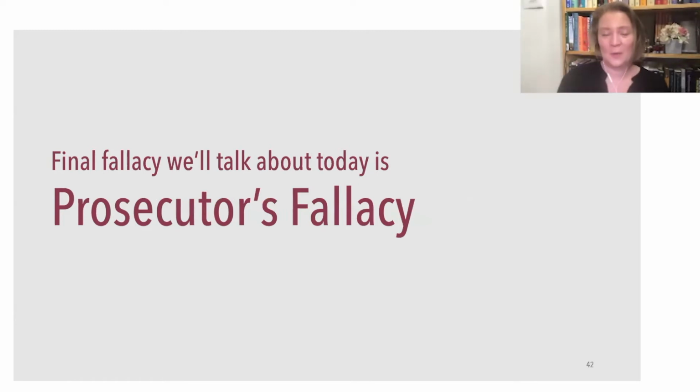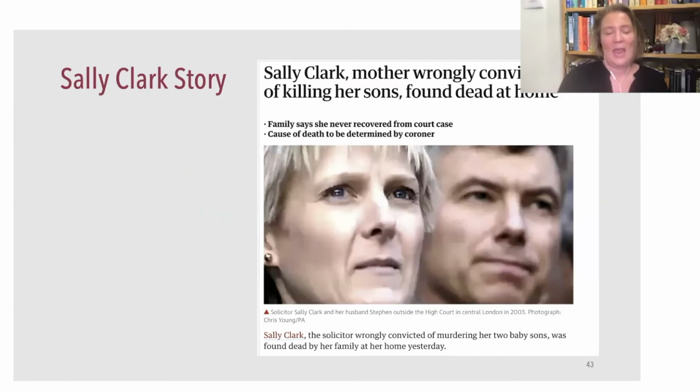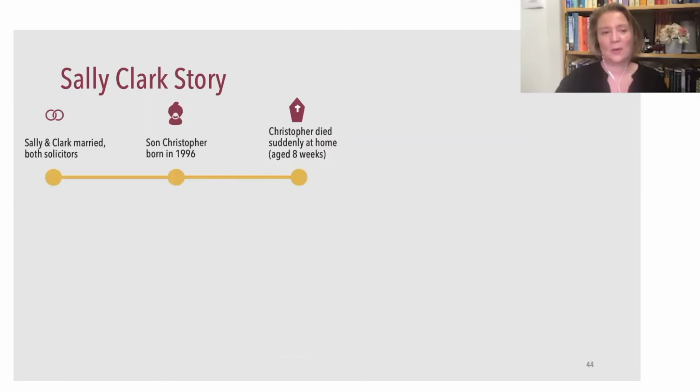The final fallacy that we're going to talk about today is the prosecutor's fallacy. It's called the prosecutor's fallacy because it comes up a lot in court, but it's certainly not only in court. In terms of data journalism, it's extraordinarily important that you understand some of the basics of probability and how probability works, or you are very likely to accidentally get important data aspects of your story wrong.